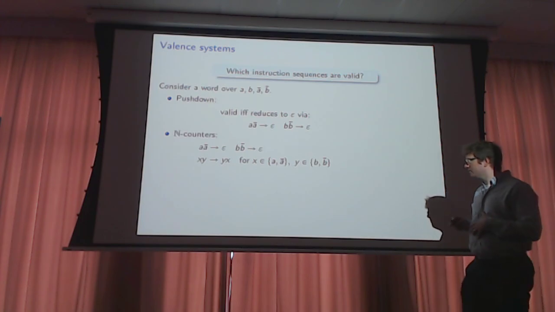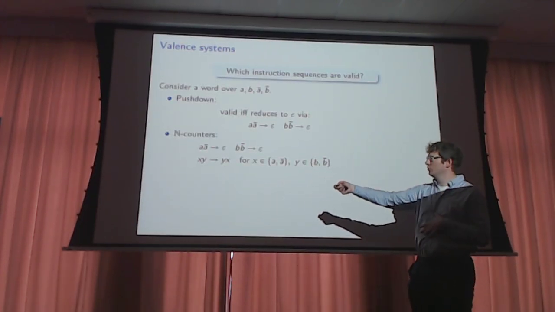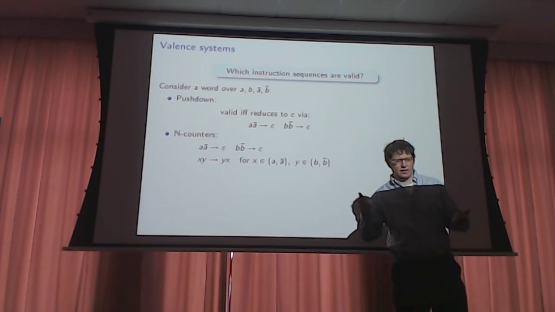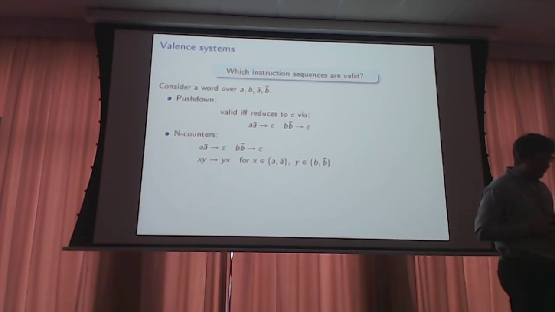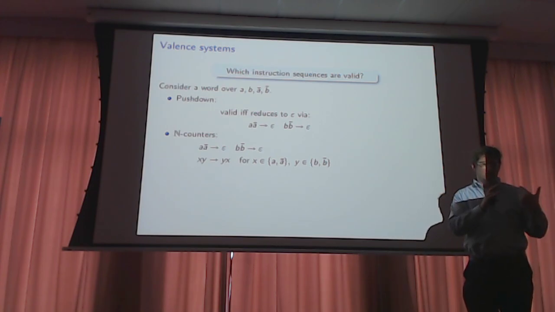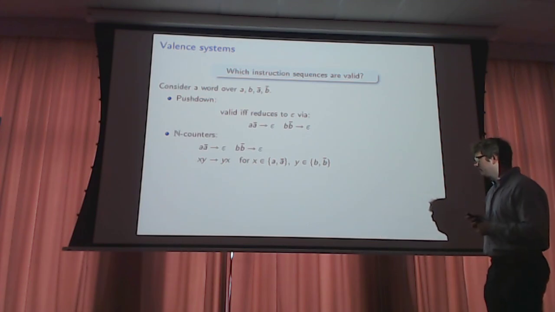And conversely, whenever you have something that's reducible by these rules to the empty word, you can interpret it as a 2 VAS just by building up the word and always interpreting it as the first counter if it's an A or A bar, and otherwise as the second counter. Right? This is easy to see.